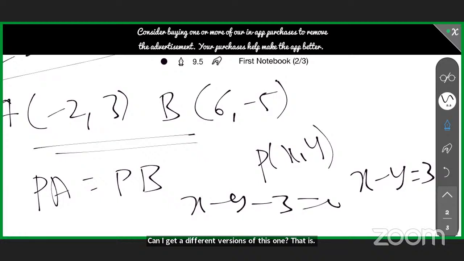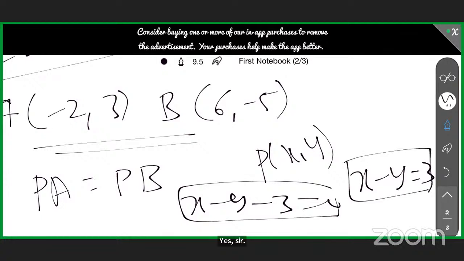Yes or no? Did all get this answer? X minus y is equal to 3. So use the distance formula: PA is equal to PB. Square on both sides. Simplify. Okay. Next question.